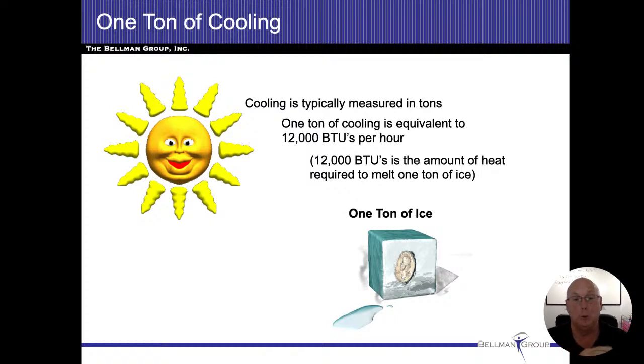12,000 BTUs equals 1 ton for air conditioning. And how they determined that is if they had 1 ton of solid ice, it takes 12,000 BTUs to convert that 1 ton of ice into a liquid. So again, we're changing state, going from a solid to a liquid this time, and it takes 12,000 BTUs to melt 1 ton of ice. Hence the term ton.